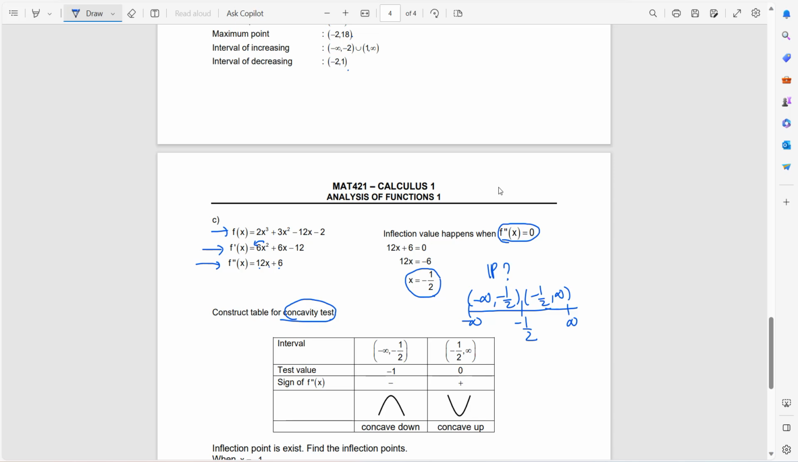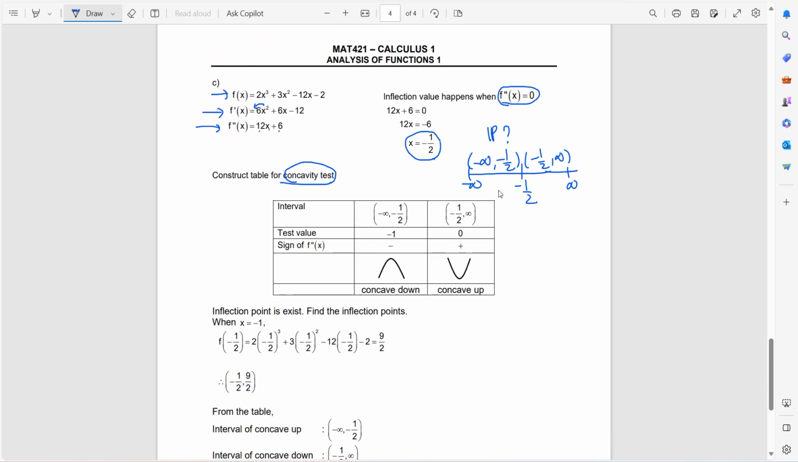Then we choose a suitable test value, a value that lies in each interval, and we test for f double prime. f double prime of x equals 12x plus 6. Then we take negative 1, substitute here, we get negative. And then we take 0, substitute here, you get positive. So it is concave down and concave up. Since this is negative and positive, x is the inflection point.